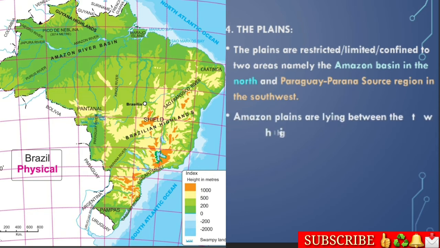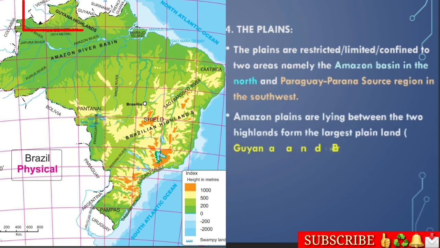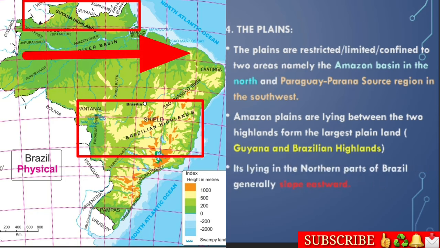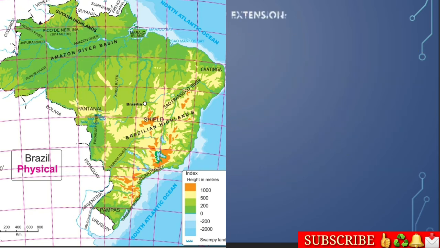Okay, now Amazon plains are lying between the two highlands, that are Guyana and Brazilian highlands, and form the largest plain land. It is lying in the northern parts of Brazil, generally sloping eastward. Student, the slope of northern plain is eastward. Remember it, that it slopes towards eastward.